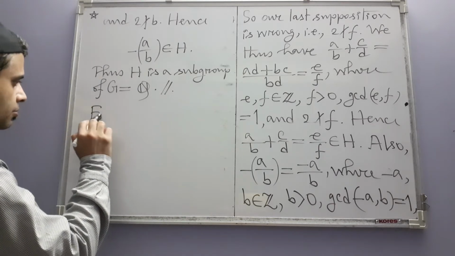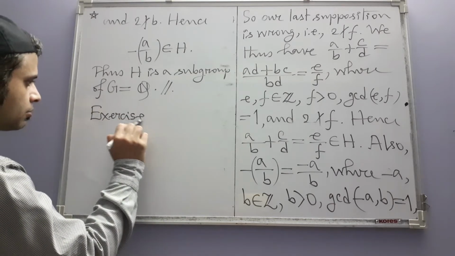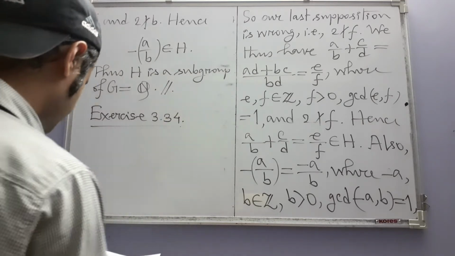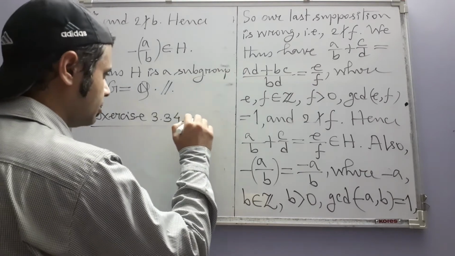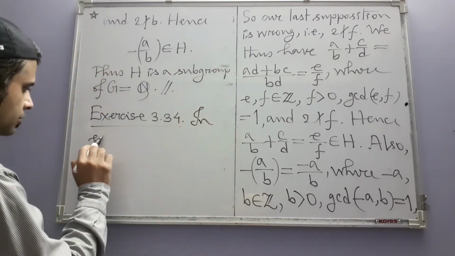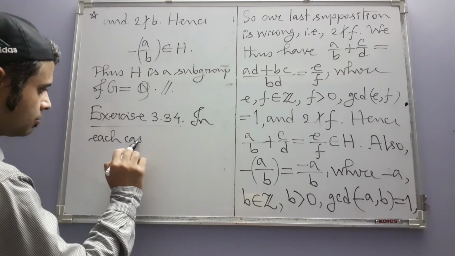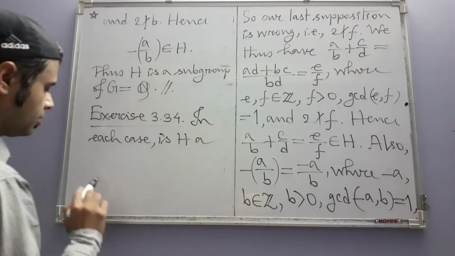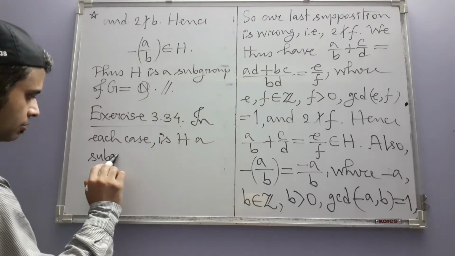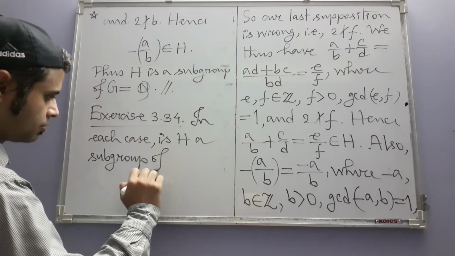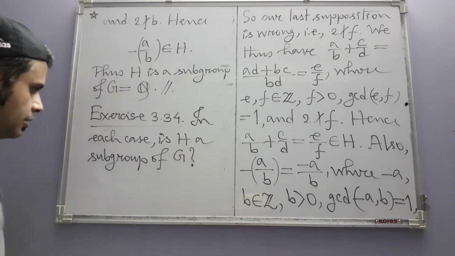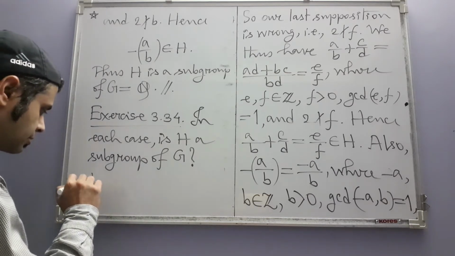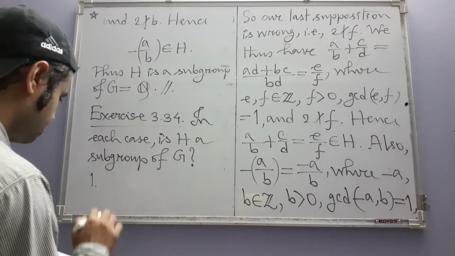Next, the 34th one. Here also it's same. Same means similar. In each case, is H a subgroup of G? Is it really that thing again? Yeah, but now the groups and the subsets are of course different.